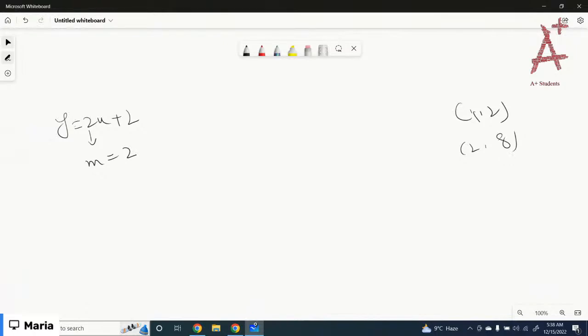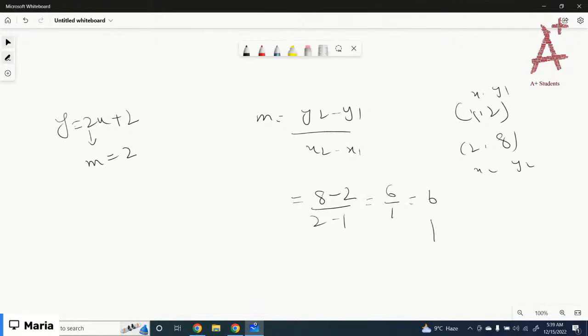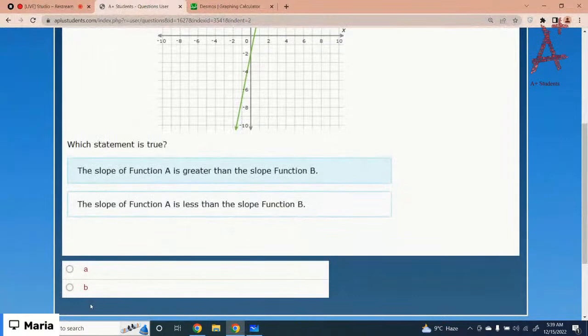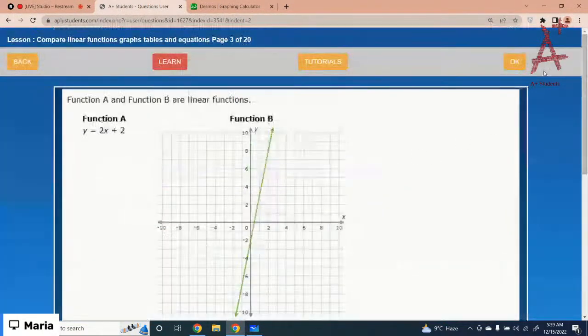Let's just find m equals y2 minus y1 divided by x2 minus x1. This is x1, y1. This is x2, y2. So y2 minus y1, 8 minus 2, and 2 minus 1. 8 minus 2 is 6, and 1. It would be 6. Yes. The slope of function A is less than the slope of function B. Got it? The correct option is the slope of function A is less than the slope of function B. B option is the correct one. Just select the correct option, then click on the OK button.